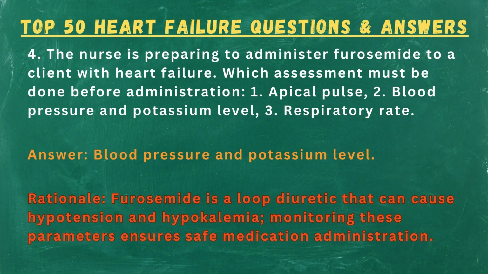4. The nurse is preparing to administer furosemide to a client with heart failure. Which assessment must be done before administration? 1. Apical pulse. 2. Blood pressure and potassium level. 3. Respiratory rate. Answer: blood pressure and potassium level. Rationale: furosemide is a loop diuretic that can cause hypotension and hypokalemia. Monitoring these parameters ensures safe medication administration.